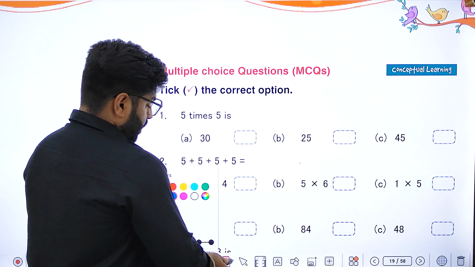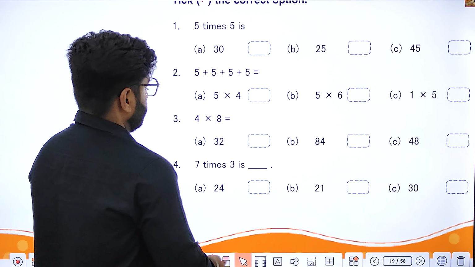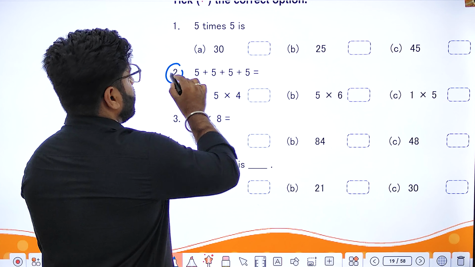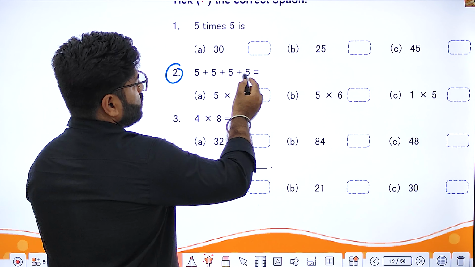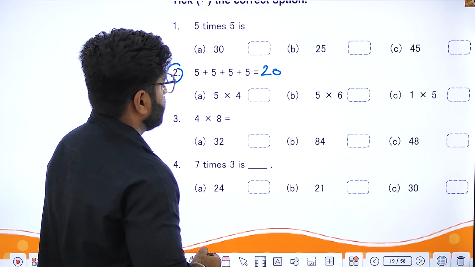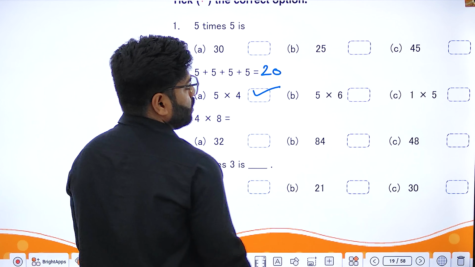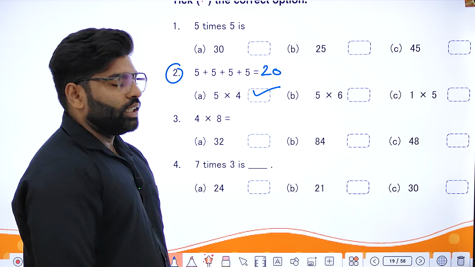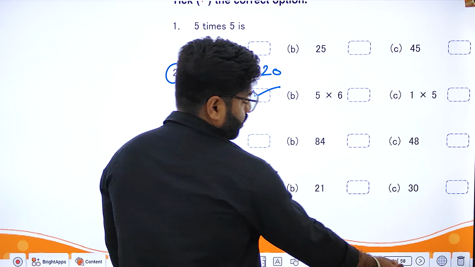Here we have a multiple choice question. Let's see. Second part, that is 5 plus 5 plus 5 plus 5, that is 20, and this equals 5 into 4. So in this way, you are going to solve these questions. Now come to the next part.